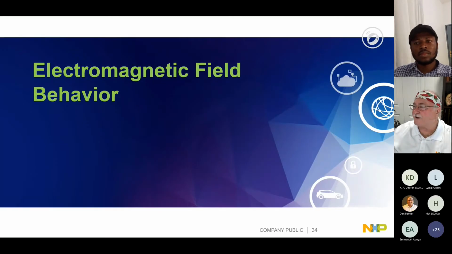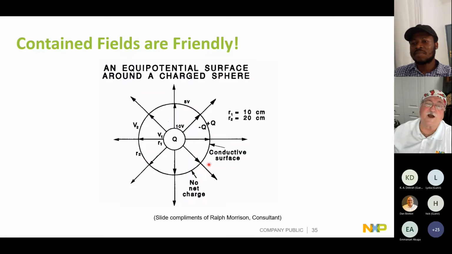So a little more as we get into the field behavior. And this is stuff Ralph tried to teach me for years, and I just couldn't believe it. It was too simple. And this is one of his best slides.